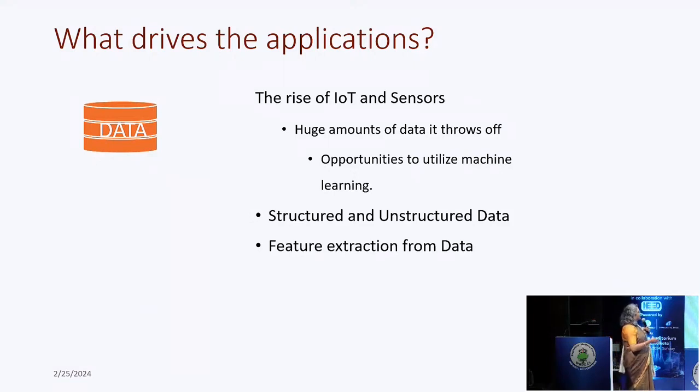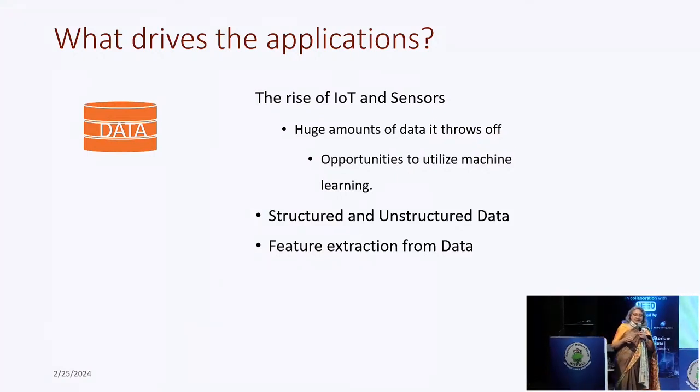And this has been facilitated by the rise of IoT and different types of sensors, and capture the different types of data, both structured data in terms of the different models, the different parameters, etc., and also unstructured data like images, video, text, etc., and utilize them for machine learning.